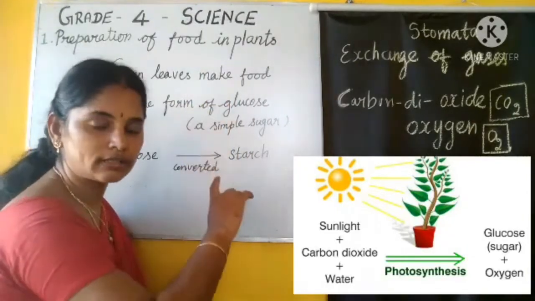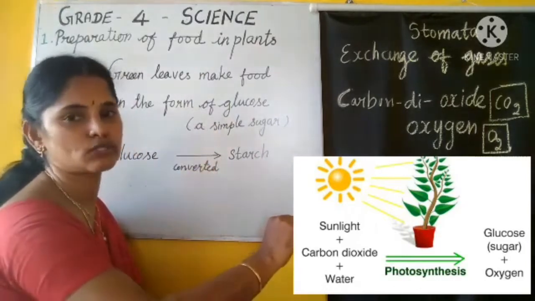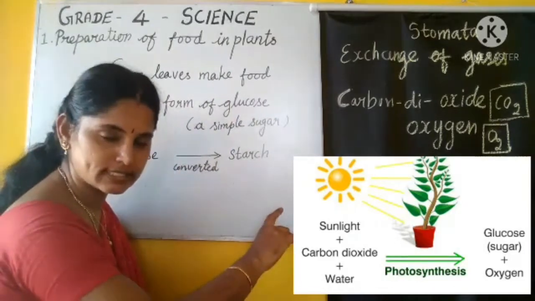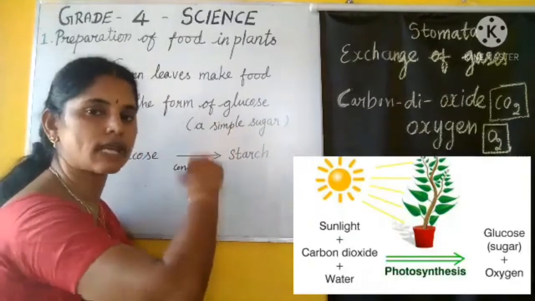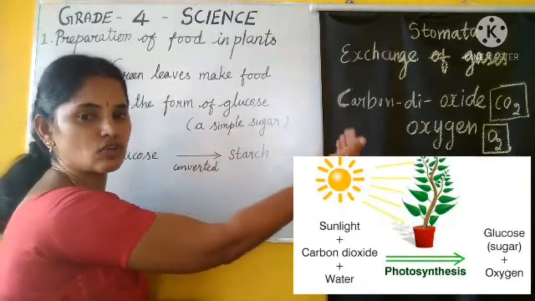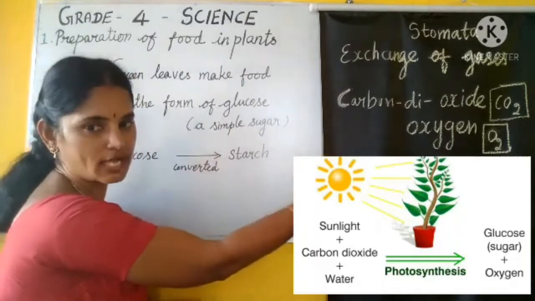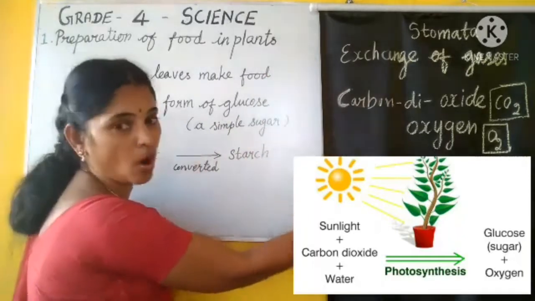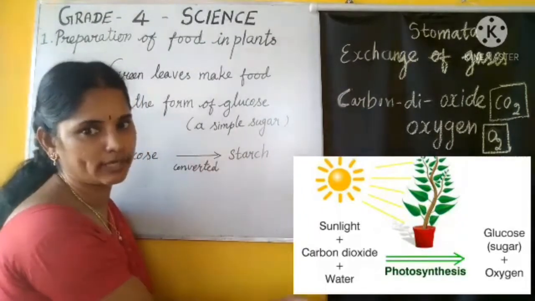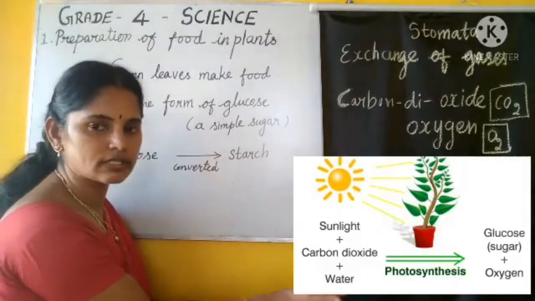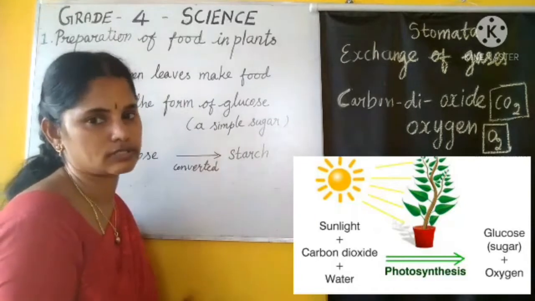So, what gas is needed? Through the stomata, what gas enters? Carbon dioxide enters inside and water is taken. So, carbon dioxide plus water, in the presence of sunlight and chlorophyll, prepares food in the form of starch and releases the gas called oxygen. How does the oxygen come out? Through the same stomata. Are you clear, children? So, this way also we can explain the photosynthesis process.